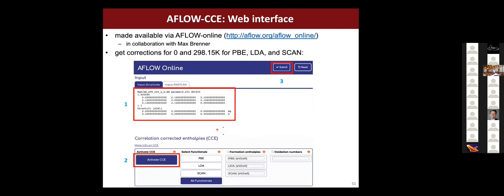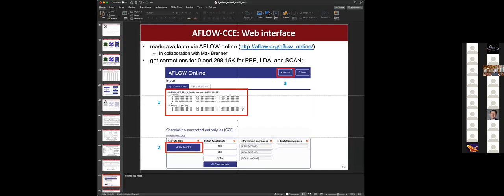Okay. All right, so we can interact with this. We can actually get the corrections for various structures using an online interface. So let's go ahead and play with it together. So I'm going to close out here, and I'm going to stop sharing.